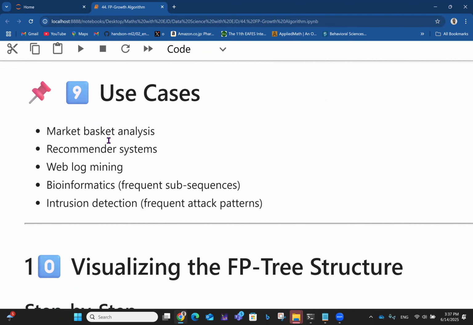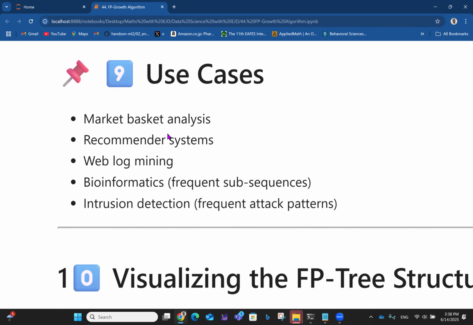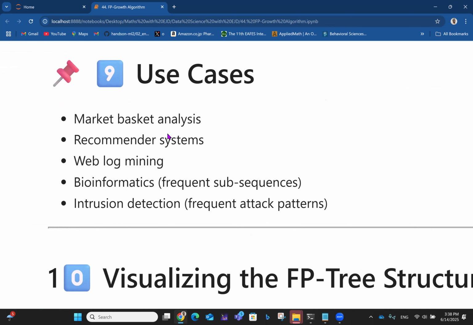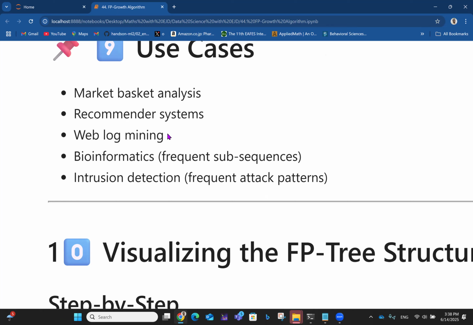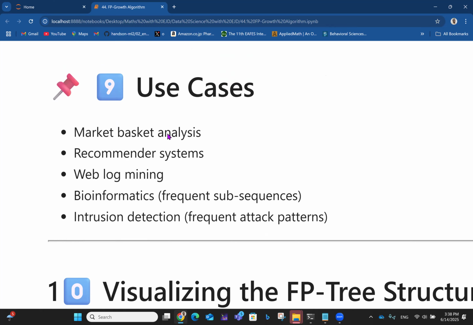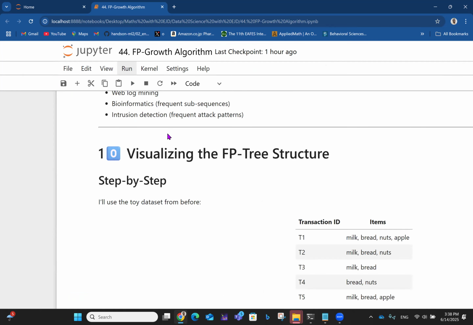Then the use cases we have. We can use it for market basket analysis. The other time we used the Apriori algorithm for basket analysis. We can also use the frequent pattern growth algorithm for market basket analysis. Then you can use it for recommender systems like recommending videos, movies or whatever, web log mining, bioinformatics like frequent subsequences, intrusion detection, frequent attack patterns. You want to see all that. So if you're a detective or a cybersecurity person, this can be useful for you if you have some information.